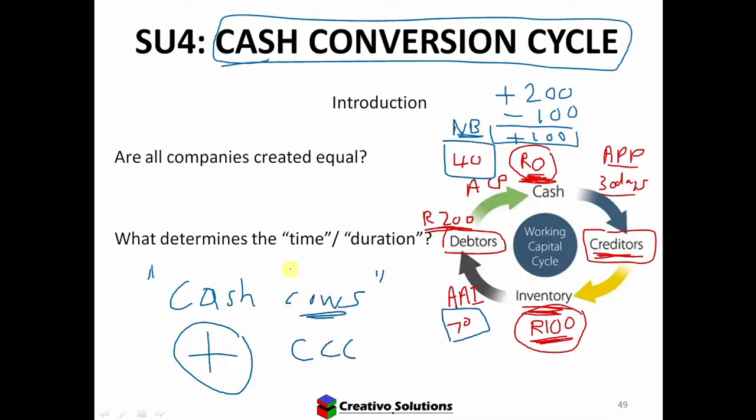So remember, it's not about generating a profit or a loss. It's about maintaining positive cash flow. Businesses that can generate cash, and generate it quickly, will be more sustainable than other businesses that don't.